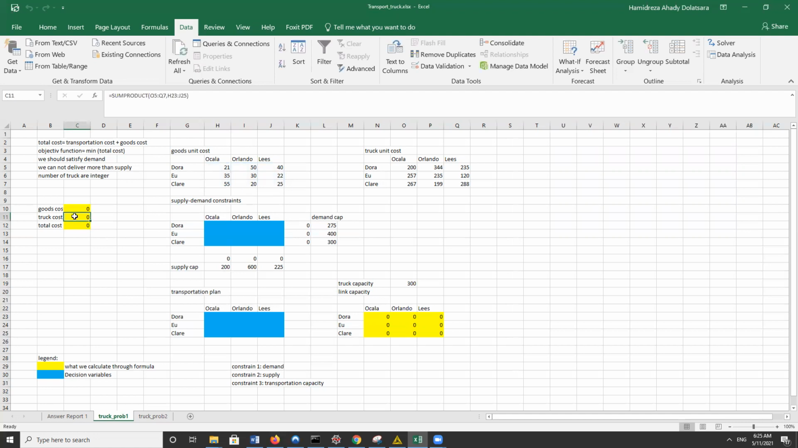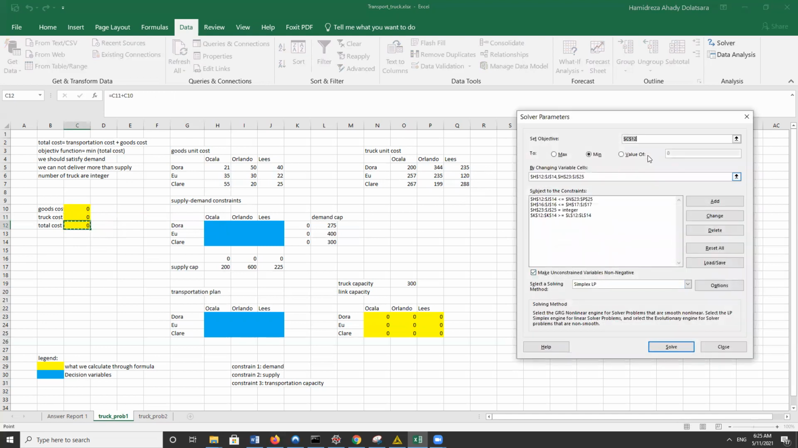The second cost is just transportation cost. Whatever you decide in the second table, as the second type of decision variables, times the truck unit cost, which we have as coefficients in this top right table. For example, if Orlando to Dora is sent two trucks, 2 times 344, your cost will be 688. So total cost is just the summation of these two: goods cost and truck cost.